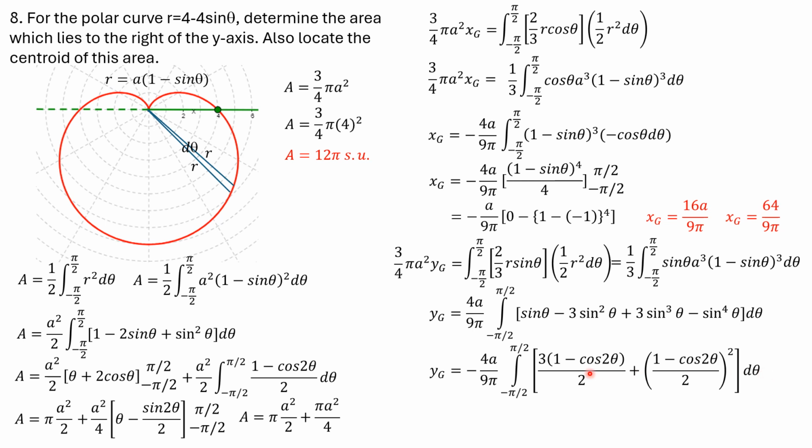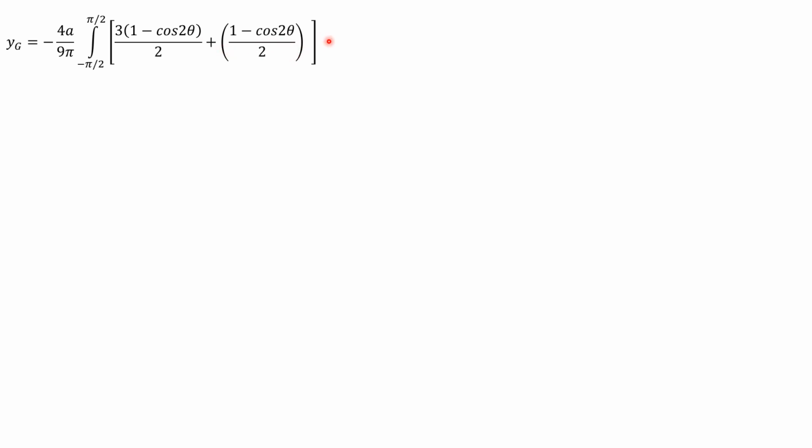Let's have it on the next slide to continue this integral. I just copied. Let's continue with what we've left off. Yg is negative 4a over 9 pi, integral from negative pi over 2 to pi over 2 of 3 halves quantity 1 minus cosine 2 theta plus 1 minus cosine 2 theta over 2 squared d theta.